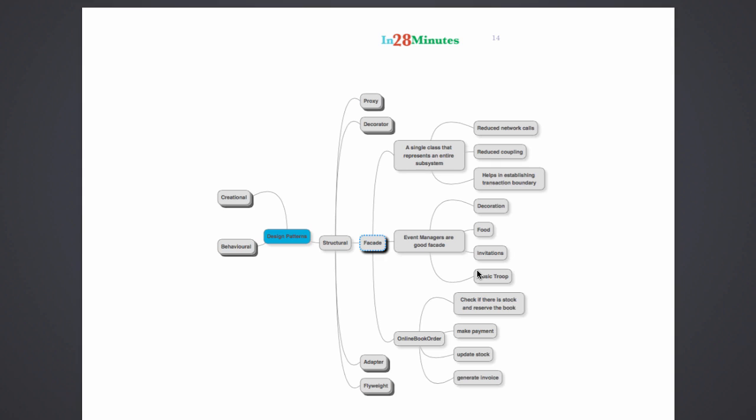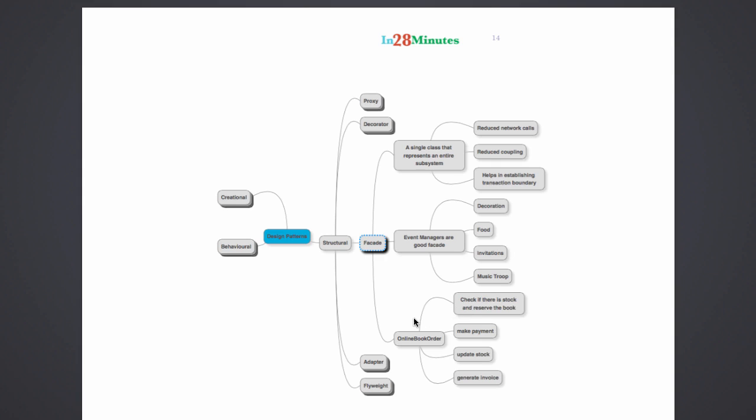Similarly, when we are talking about a distributed system, you would have the need for multiple calls across layers. For example, let's take the example of an online book order. So if I'm making an order, there are a lot of things that we need to do. First thing is we have to check whether there is stock and then reserve the book. The next thing is we have to make the payment, update the stock and generate the invoice.